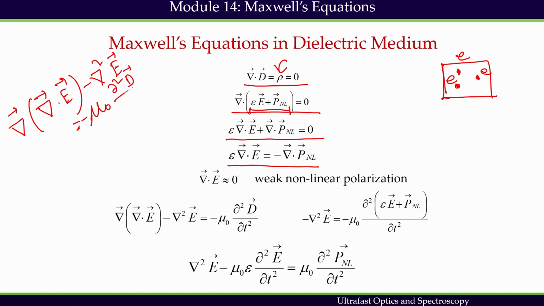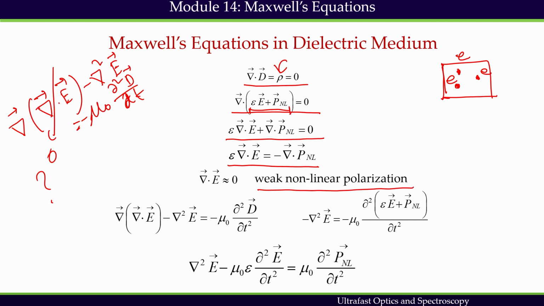d squared P over dt squared. Okay. Now in vacuum we have seen that we have made the divergence 0. The question is, in the medium, can we do that? In the medium, it is not necessary that the divergence of the electric field would be 0. It is not always necessary, but if we consider very weak nonlinear polarization, this is a perturbative limit.